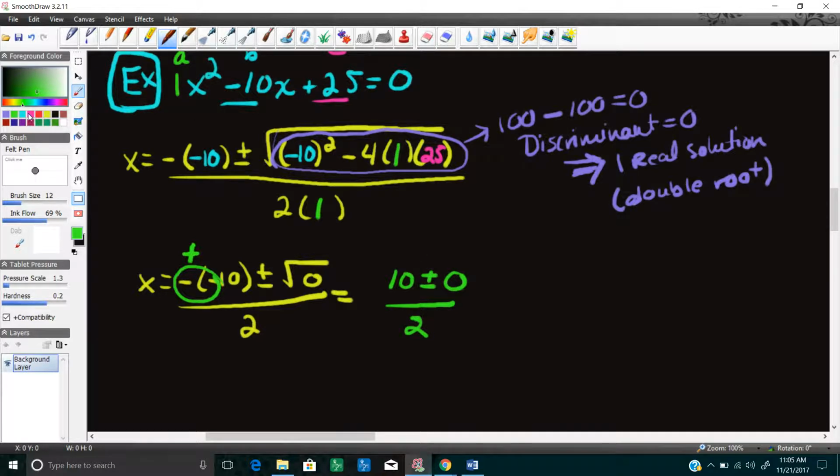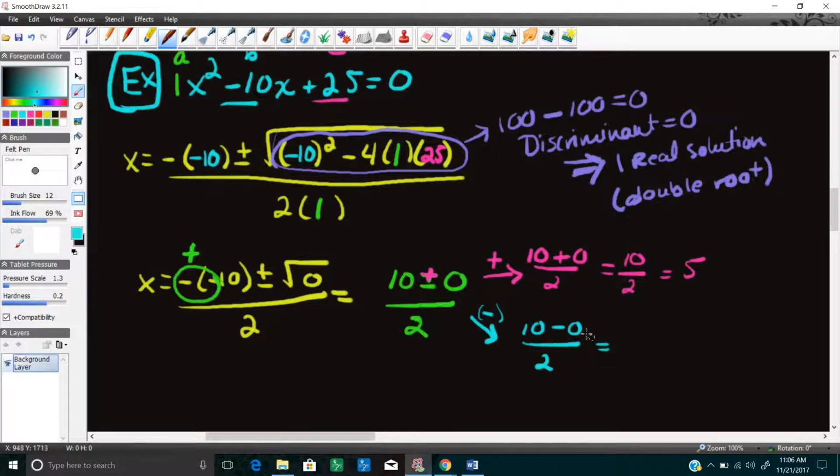Okay, so from here, it should be a little obvious what the answer is, but we'll go through the motions. For the positive one, I'm going to have 10 plus 0 over 2. And for the negative one, I'm going to have 10 minus 0 over 2. And this is what I'm going to be simplifying. So 10 plus 0, well, that's just 10. 10 divided by 2 is 5.